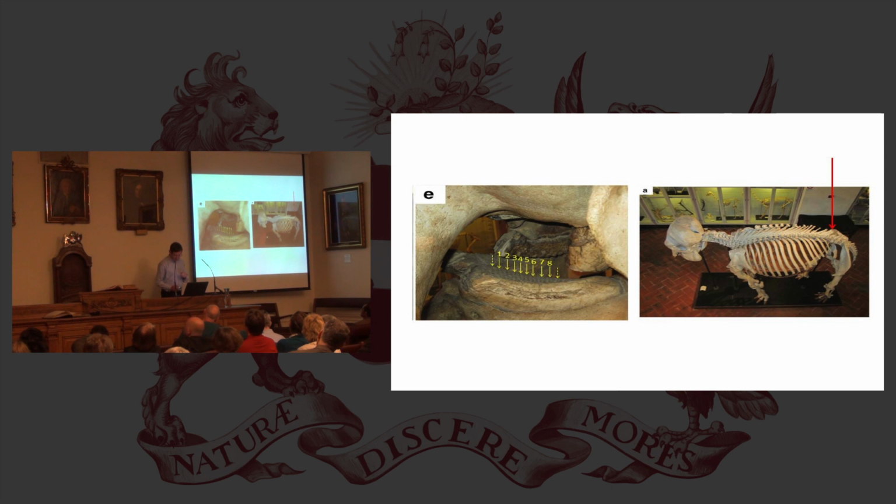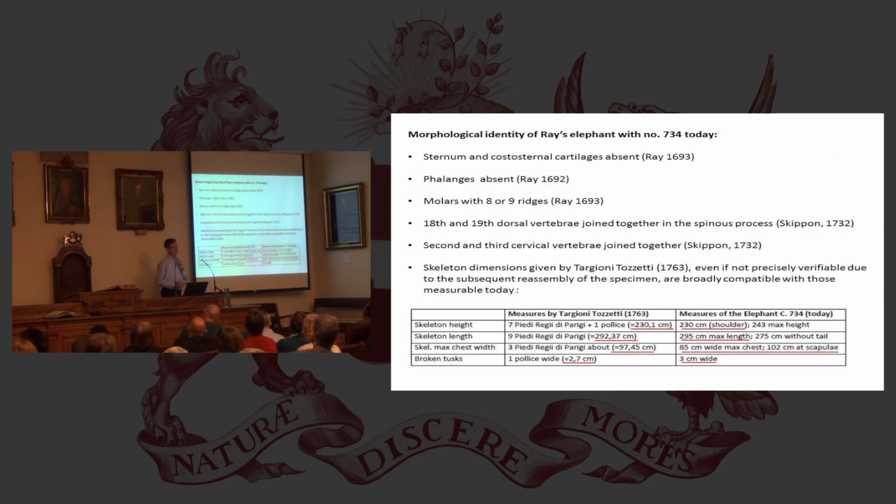So it seems almost certain, therefore, that the elephant described by Ray, having seen in Florence, is the very one still standing in the museum there. There's the sternum missing, the phalanges missing, the ridges on the molars, the vertebrae, second and third cervical vertebrae. And then just a little addition is that someone who described it in the middle of the 18th century actually gave measurements of the skeleton which correspond very closely to measurements which our colleagues in Florence took for us today.